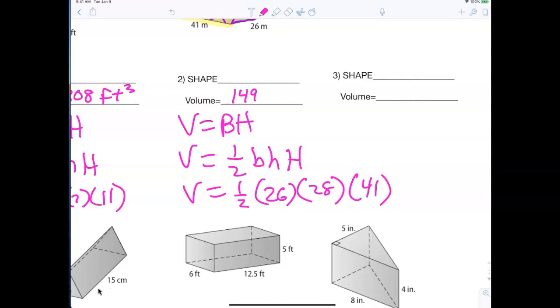900 what? 24. Anybody else agree with that? And then we would say meters cubed.